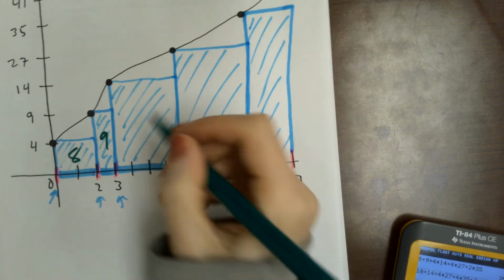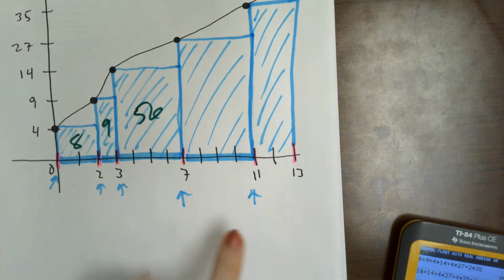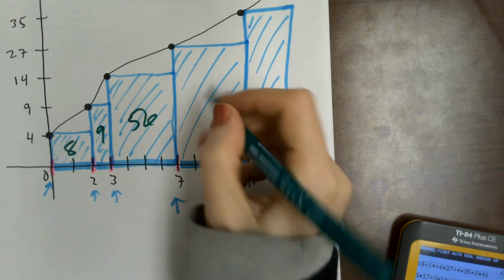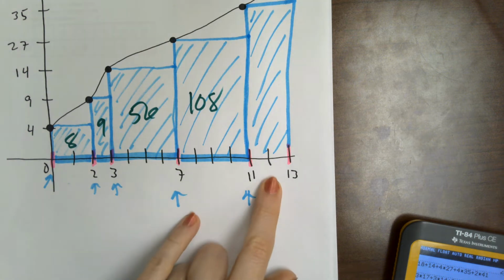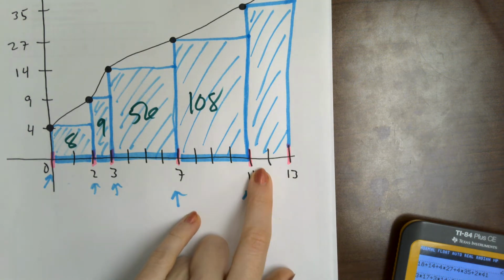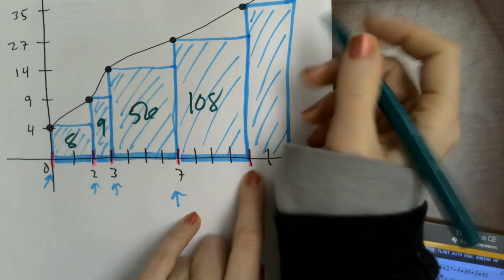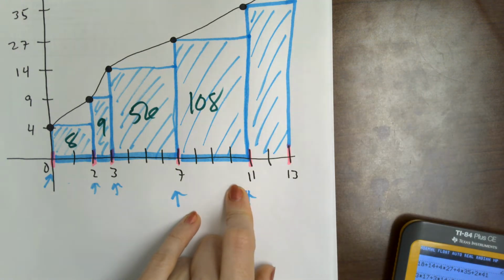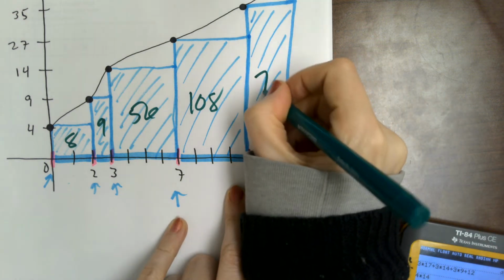4 times 14 is 56. The base of this 7 to 11 is 4. 4 times 27 is 108. And then this one, base is 2, height is 35. 70, I think. Yes, 70.